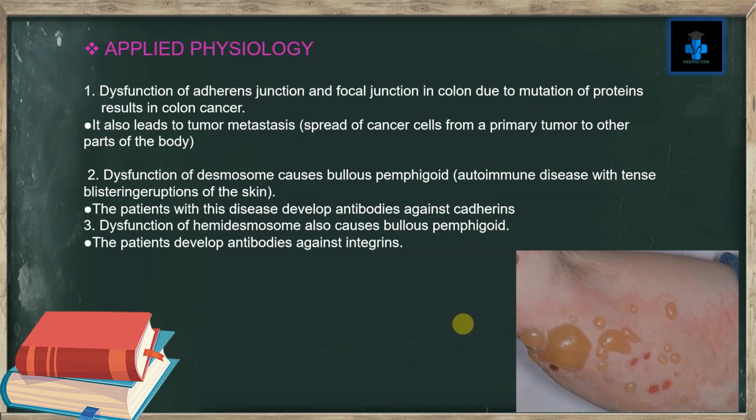Number 2. Dysfunction of desmosome causes bullous pemphigoid, which is an autoimmune disease with tense blister formation in the skin, like here. The patient with this disease develops antibodies against cadherins. Number 3. Dysfunction of hemidesmosome also causes bullous pemphigoid. The patients develop antibodies against integrins in this condition.